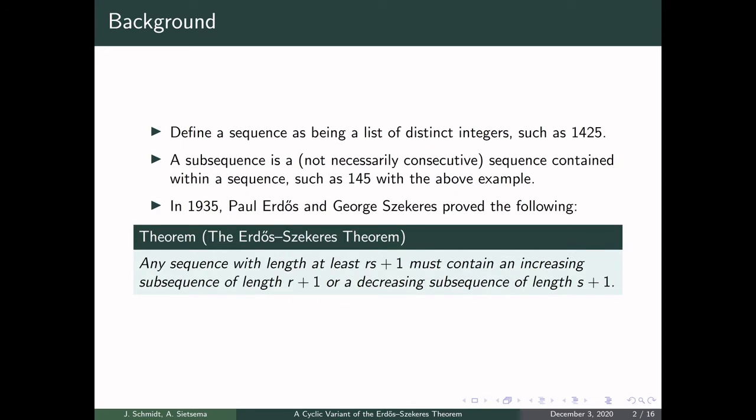Now, in 1935, Paul Erdős and George Szekeres proved the following theorem. They said that any sequence with length at least r times s plus 1 must contain either an increasing subsequence of length r plus 1 or a decreasing subsequence of length s plus 1.